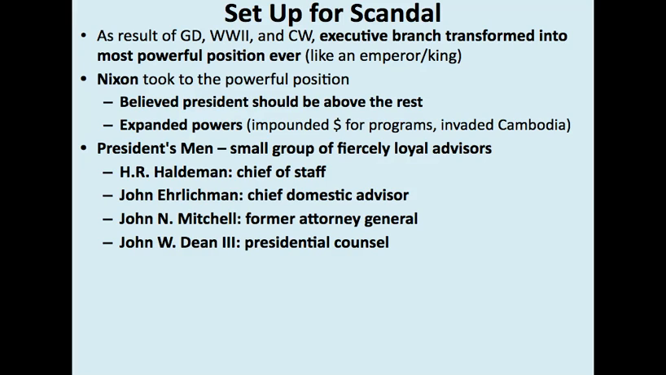These four men, there's more of them. These are the four men you need to know by name. There's H.R. Haldeman, Chief of Staff. He runs the office for Nixon. You've got John Ehrlichman, chief domestic advisor, so the guy who is helping him make decisions about what to do in country. John N. Mitchell, who was the former attorney general, now just another advisor, and then John W. Dean III, who is the presidential counsel. Lots of Johns. Okay. So these four guys are sitting around the president and they're just saying yes.